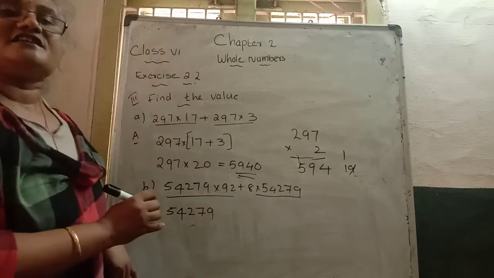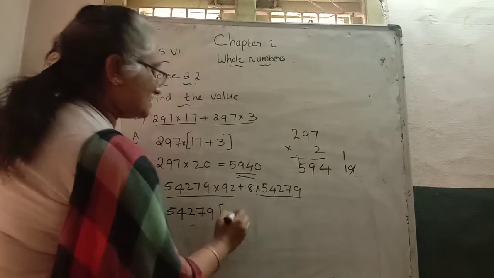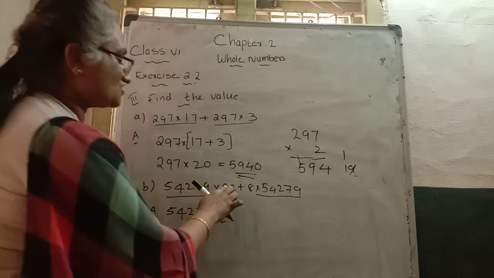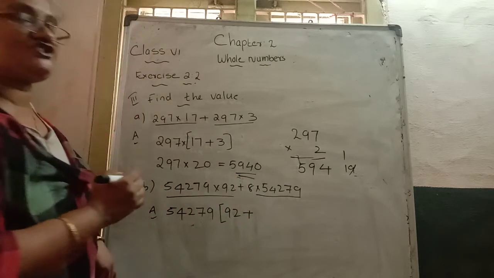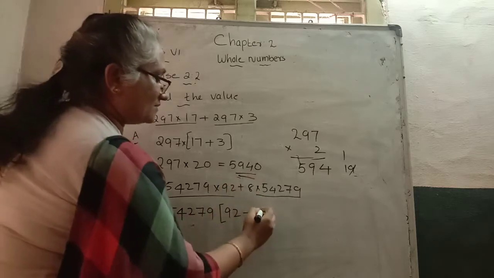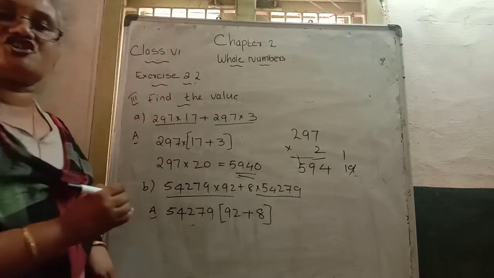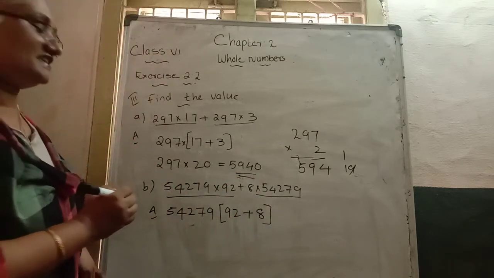54,279 is common. That number we take outside. The remaining number we keep inside the bracket. From the first term, which number is remaining there? 92. Then which operation is here? Plus operation. Which number is remaining in the second term? 8 is remaining there. That one we keep inside the bracket.